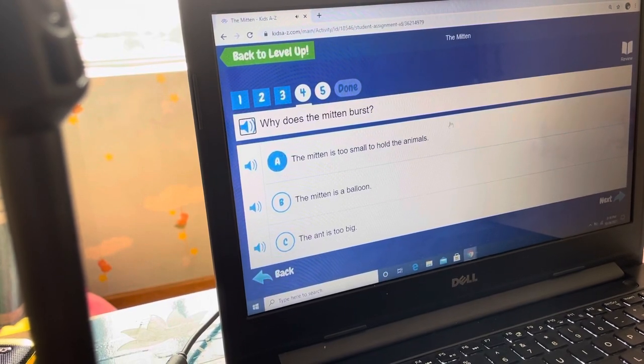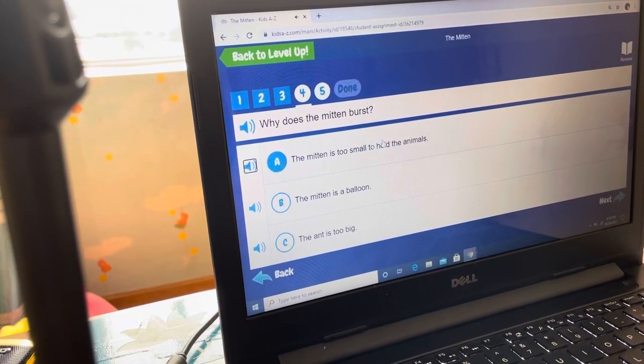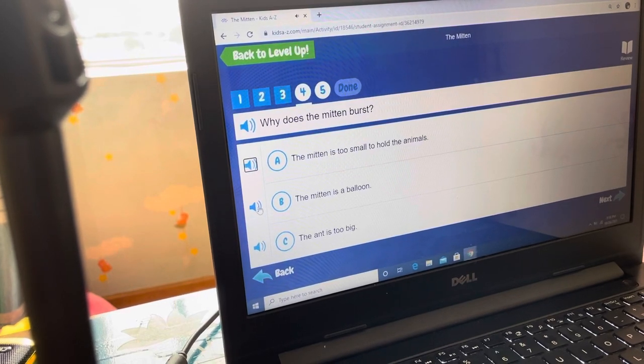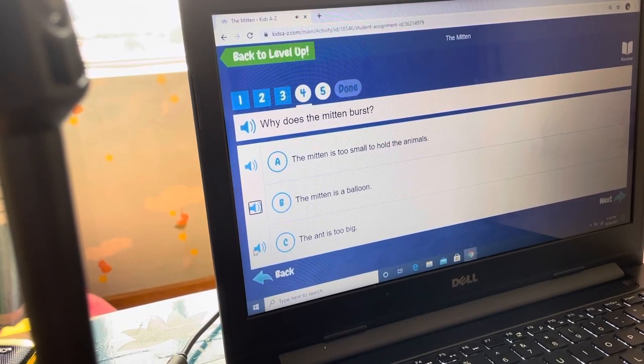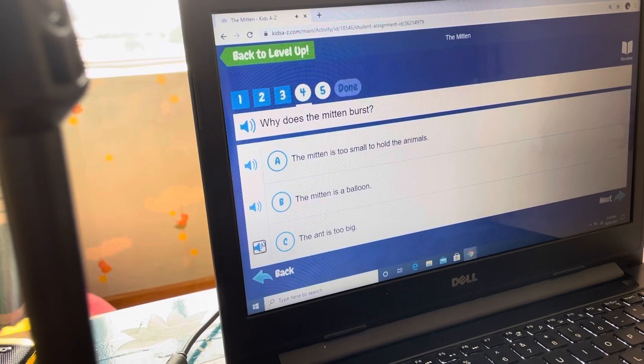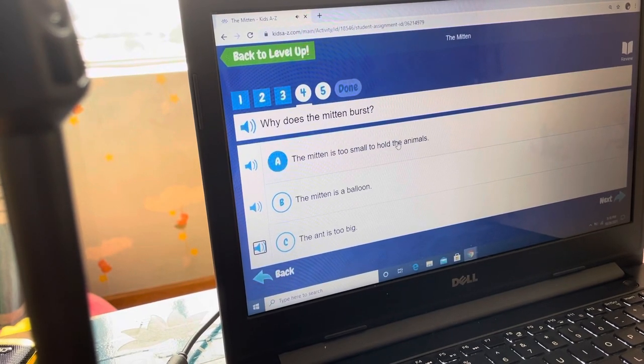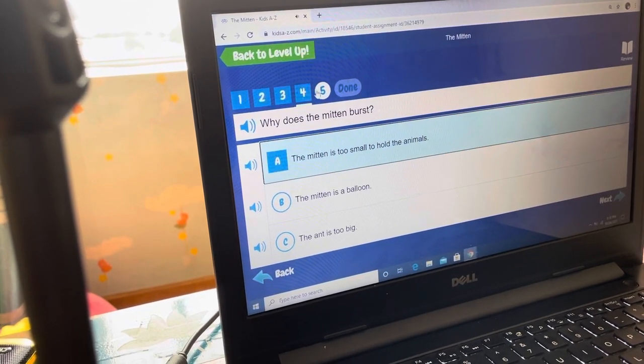Why does the mitten burst? The mitten is too small to hold the animals. The mitten is a balloon. The ant is too big. The mitten is too small to hold the animals.